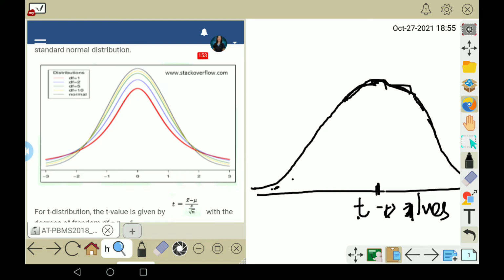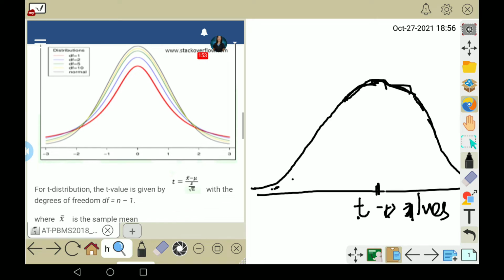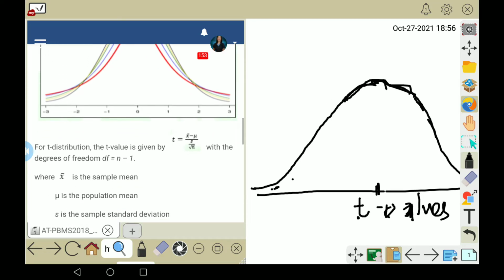The first one has a degree of freedom of 1, which is the red, degree of freedom 2 is the blue, degree of freedom 5 is the green, and of course degree of freedom 10 is the yellow. As you can see, as the degree of freedom becomes greater, it approaches the normal distribution, or the standard normal distribution.